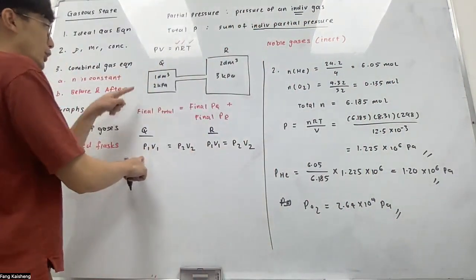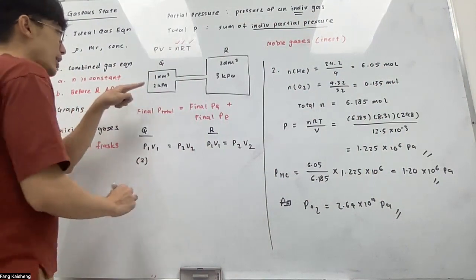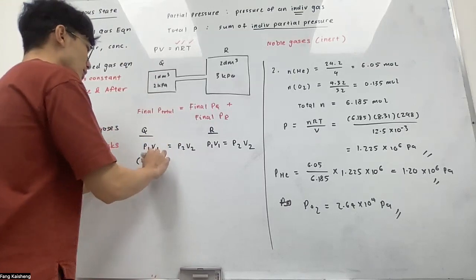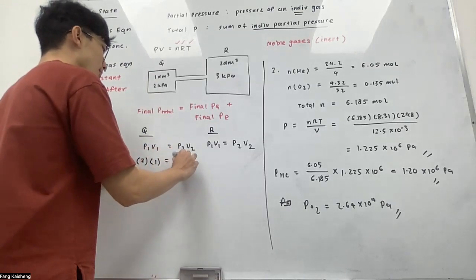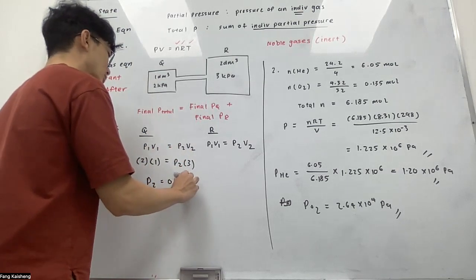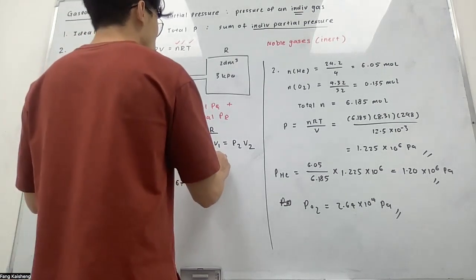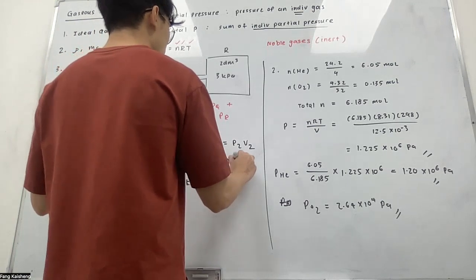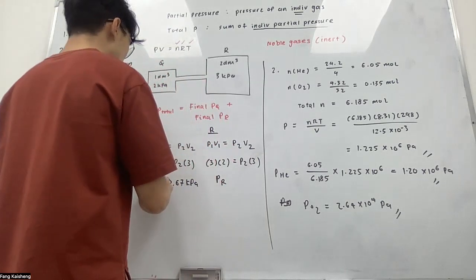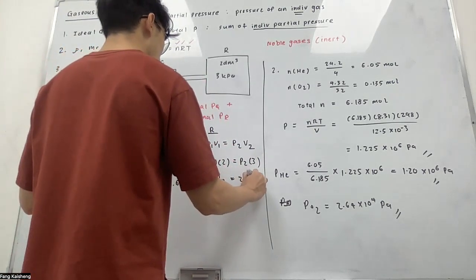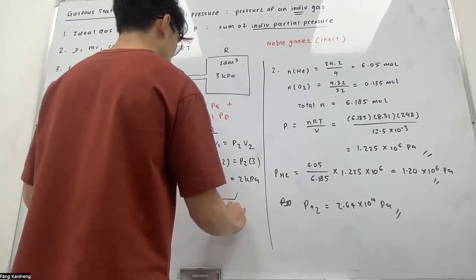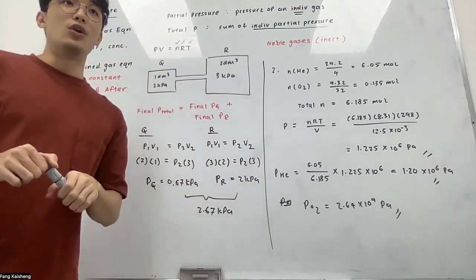Okay, so P1 for Q is 2. Okay, you can maintain as kilopascals, you can maintain as dm cube because they will cancel. Volume was initially 1, but the volume now is 3. Partial pressure is 0.67 kilopascals. Repeat the same thing here. Pressure is 3, volume is 2, and then volume is 3. So the final partial pressure of R is 2. Add them up, 2.67. Can see that? All good?